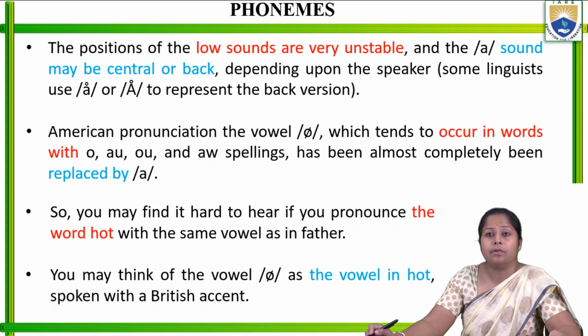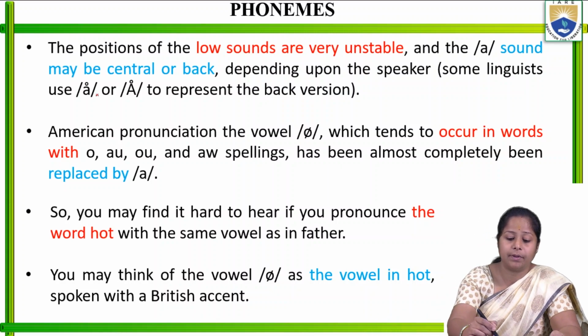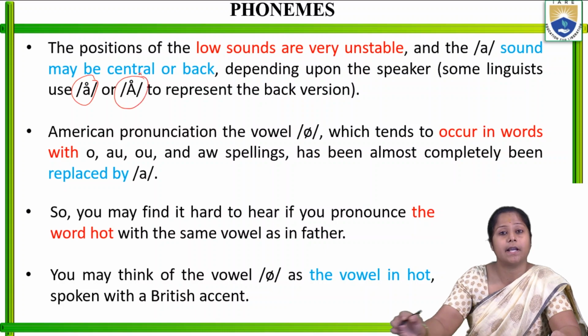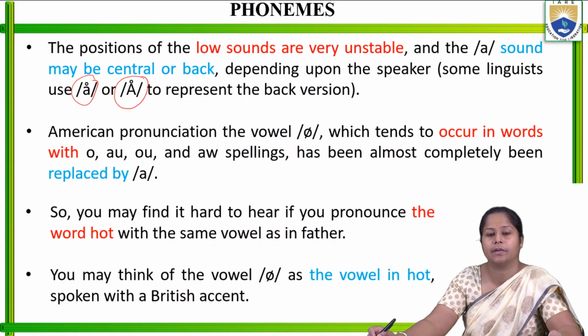The position of the low sounds is very unstable. Whenever the A sound can be in the central or back, that is going to depend on how the speaker speaks. So some linguists use this type of transcript, and some linguists use this type of transcript to represent the back version. So that totally depends on what the speaker speaks, and whoever is going to extract those in the form of transcript needs to understand the basics of this phenomenon.